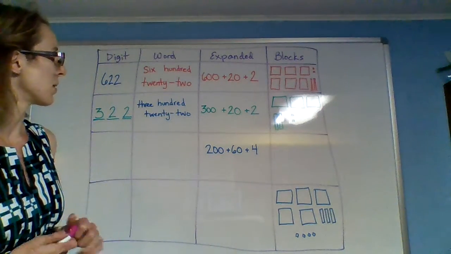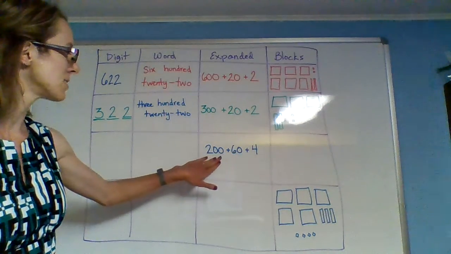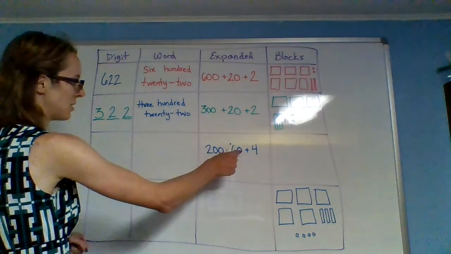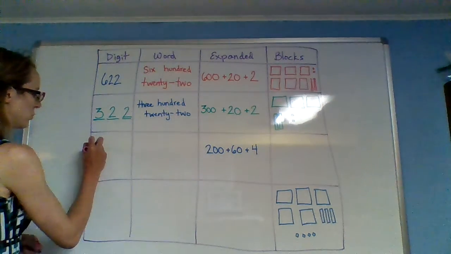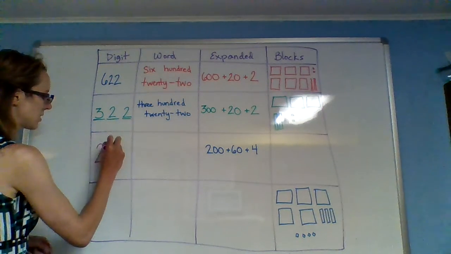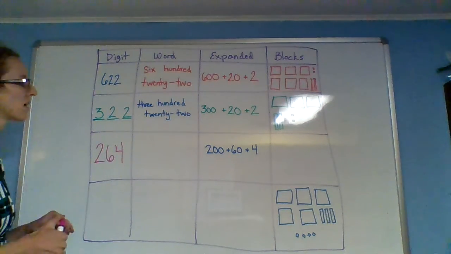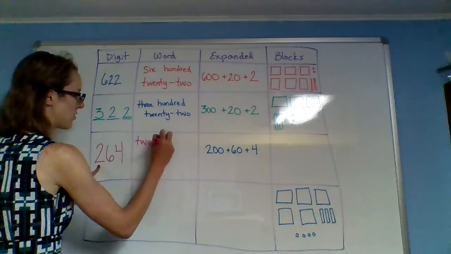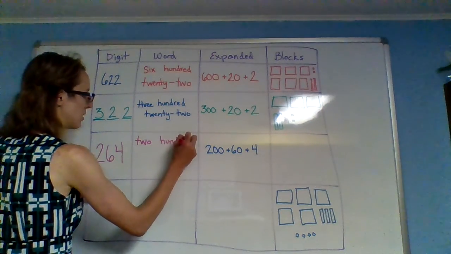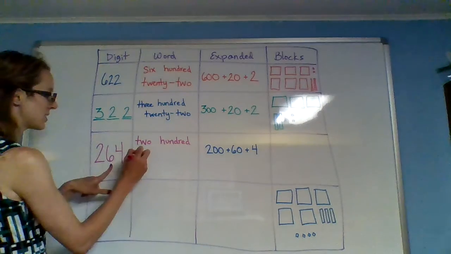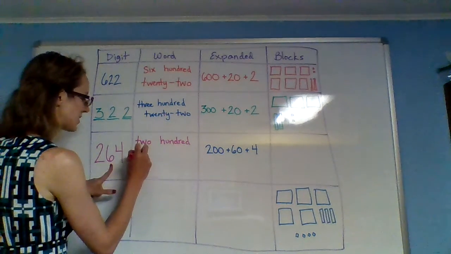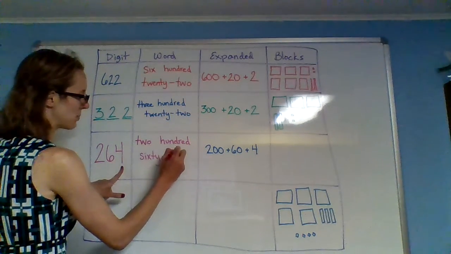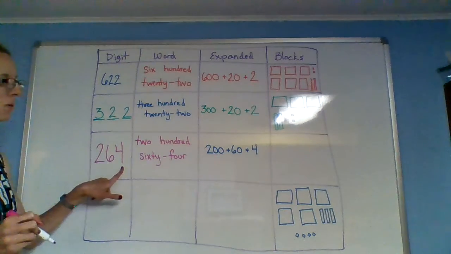If I start with a number that's already expanded, I can simply add those pieces together to get what my digits would look like. So 200 plus 60 plus 4 would get me to 264. When I write out the words for that, I'm going to start with the hundreds and write 200 because that's what's in the hundred spot. A 6 in the 10, we don't say 6 tens, we're going to say 60. And the 4 in the 1 spot makes 64.